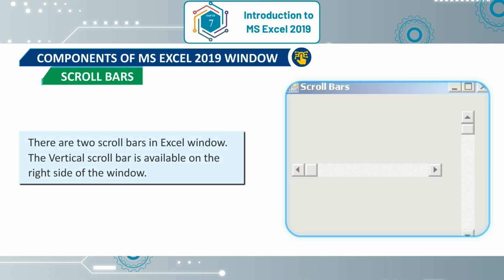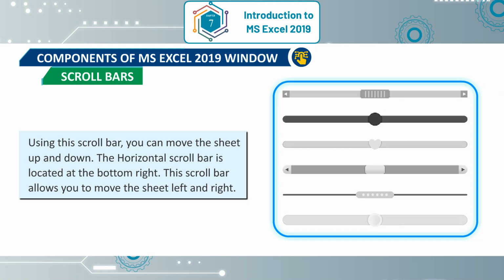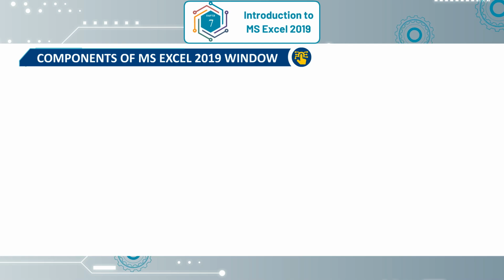Scroll bar. There are two scroll bars in Excel window. The vertical scroll bar is available on the right side of the window. Using this scroll bar, you can move the sheet up and down. The horizontal scroll bar is located at the bottom right. This scroll bar allows you to move the sheet left and right.